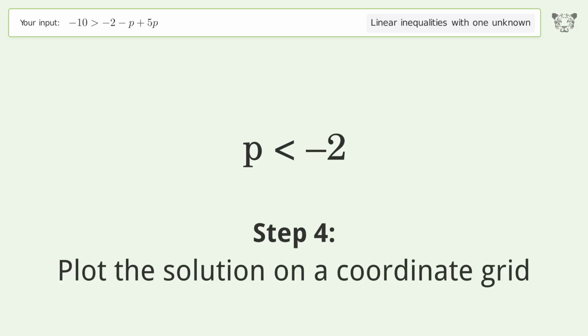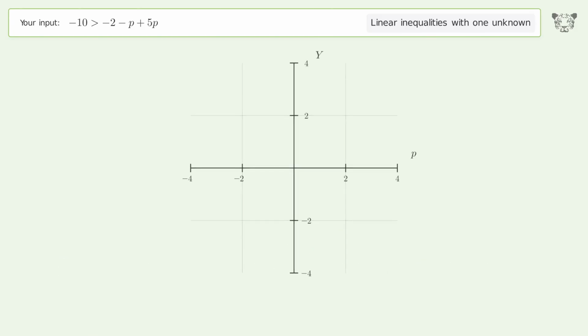Plot the solution on a coordinate grid. And so the final result is p smaller than -2.